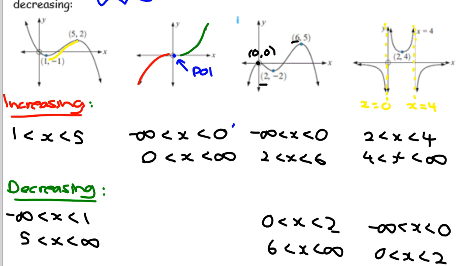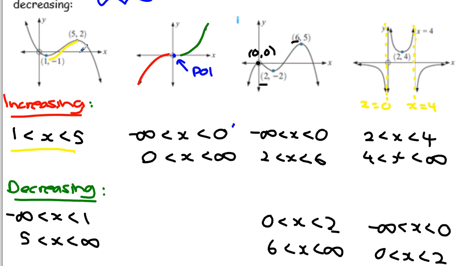I'll put a yellow thing, pointing out that it's increasing for the yellow bits here. So notice when we talk about domain, we're talking about the x values. So don't bother pointing out the y values. If they just want to know the intervals over which it's increasing, just talk about its x values. So it's increasing between x is 1 and all the way up to x is 5. Don't by accident use the y values.